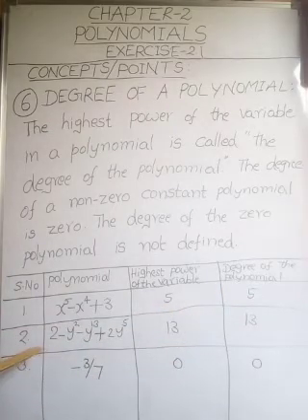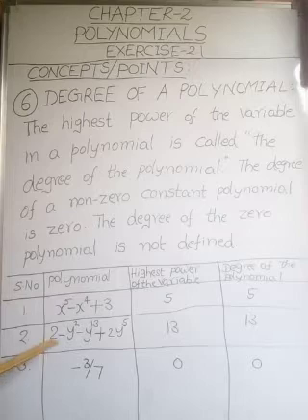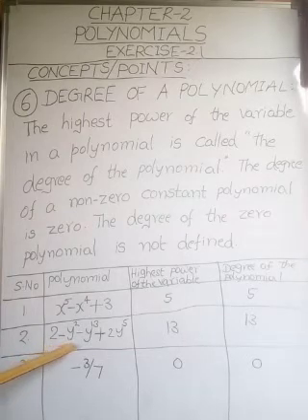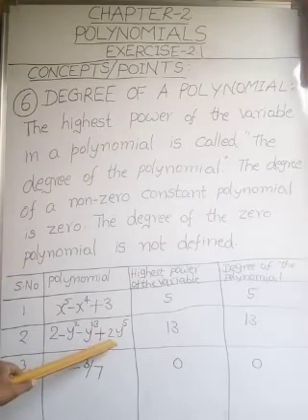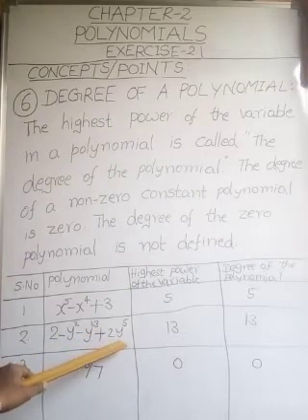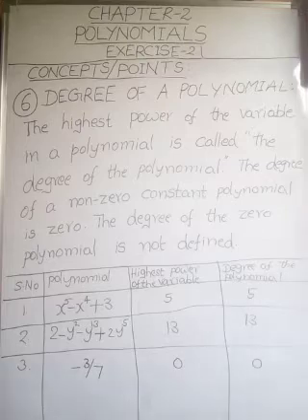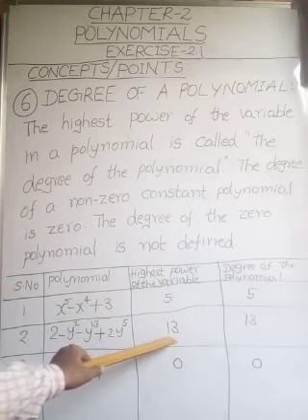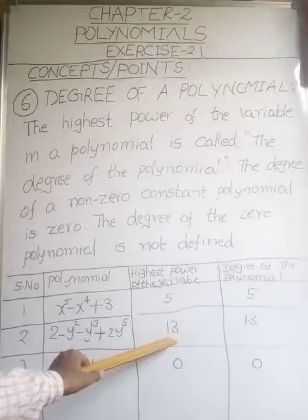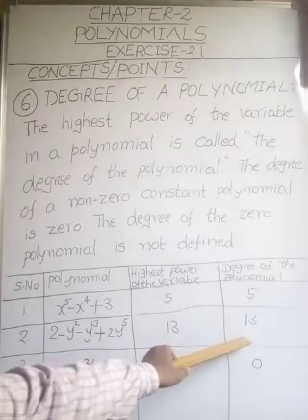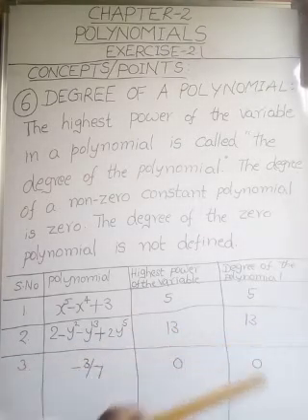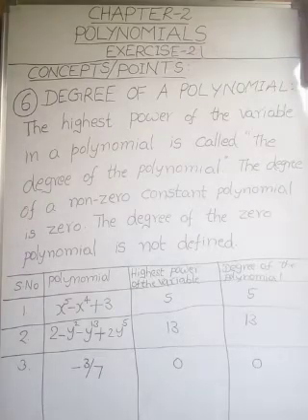Right. Now come to the second example. 2 minus y square minus y power 13 plus 2y power 5. What is the highest power of the variable? 13. Here the highest power of the variable is 13. So we call here the degree of the polynomial is 13. Is it clear, my dear children?